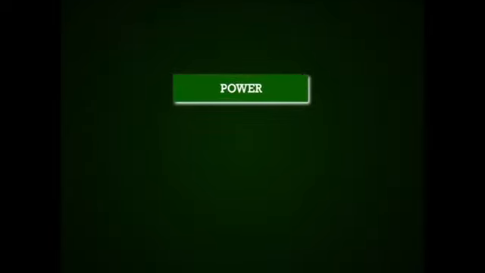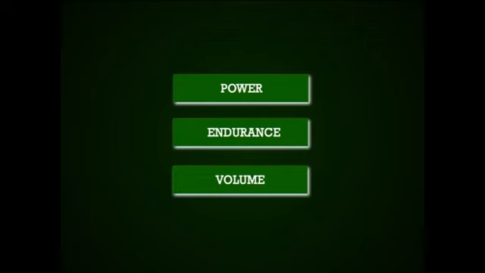That is, first, power, second, endurance, and third one is volume. So first come with the power. Power develops in response to the application of the maximum resistance, which is consistent with the ability of the muscle to overcome it. As the essential factor in power development is the magnitude of the resistance, the method used to promote it is called progressive resistance exercise.